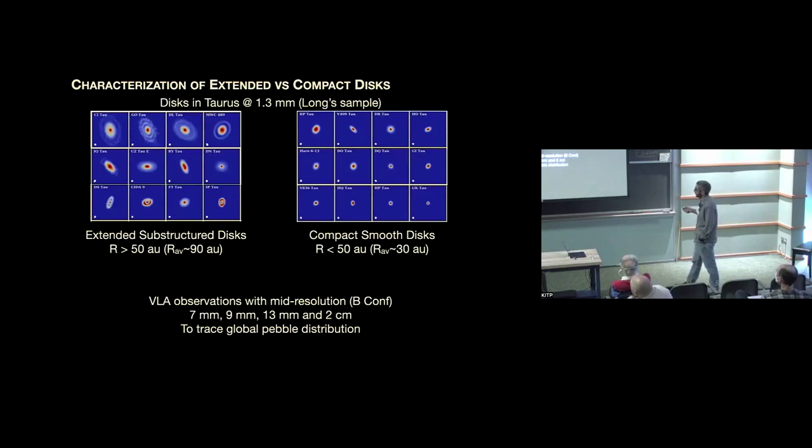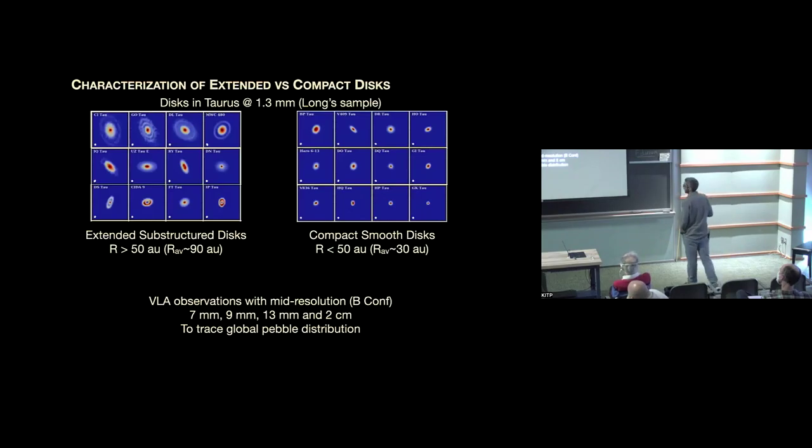These are the observations of this in Taurus. These are some of the disks that Fenelon observed in Taurus with ALMA at 1.3 millimeter. These are not very high angular resolution observations, only 0.1 arcseconds, but she was able to resolve the structure of a lot of these. These are some of the extended disks with substructures in her sample, and these are compact disks in her sample.